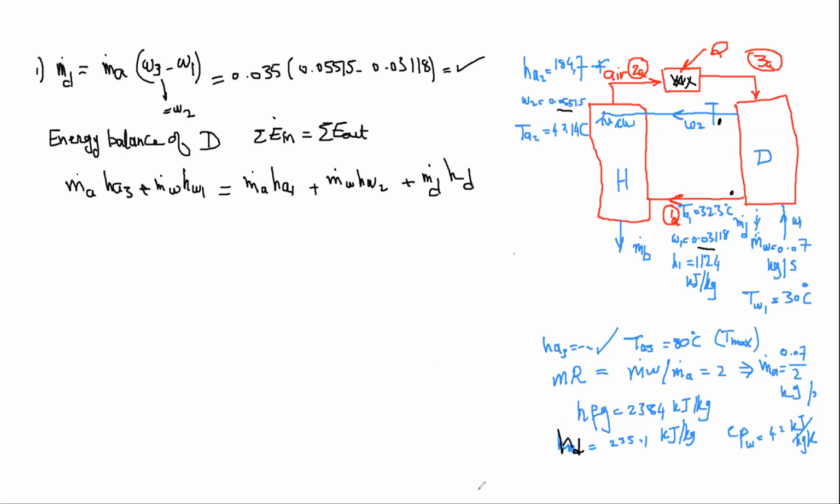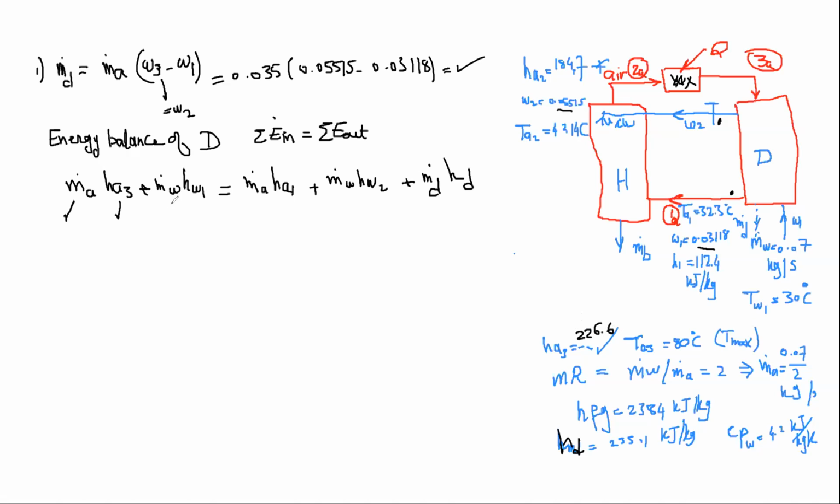Now look at this equation. What are the information that we know? We know M dot air, we have calculated it. We know H air 3, it has been given to us in the statement of the problem that H air 3 is 226.6. So this value is given already.